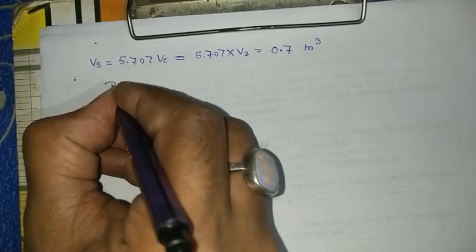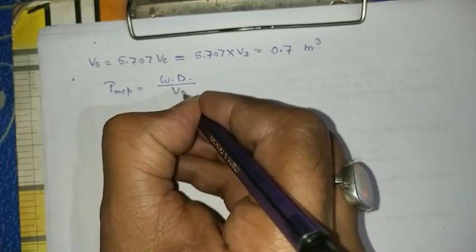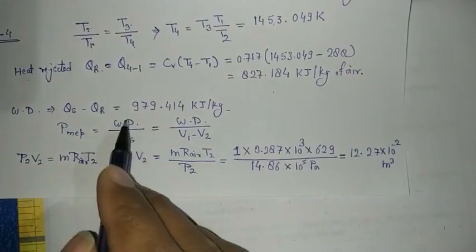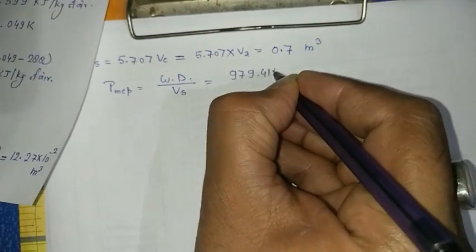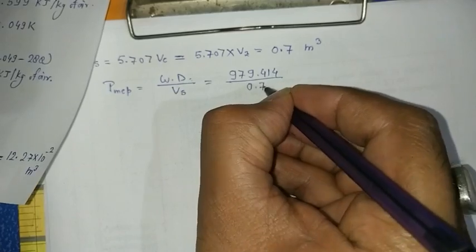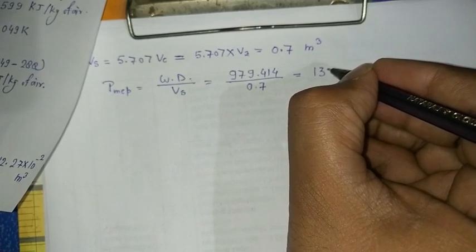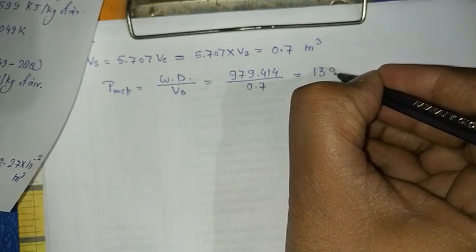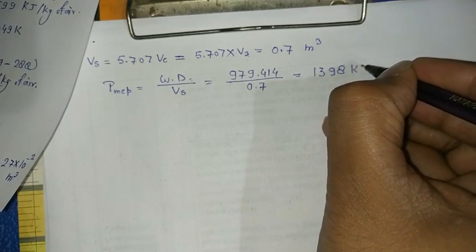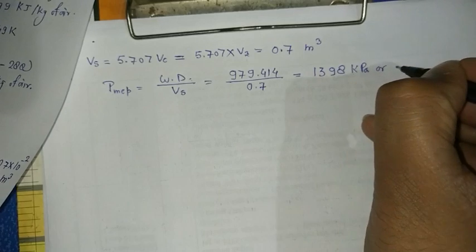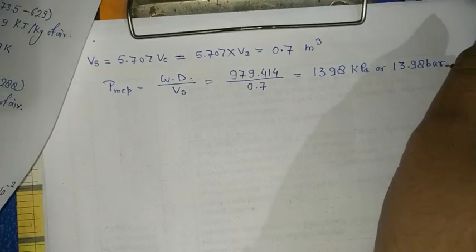So we can find out here mean effective pressure is equal to work done divided by Vs. Work done we have calculated, it is 979.414. Vs is 0.7, so it will come 1398 kilo Pascal or 13.98 bar.